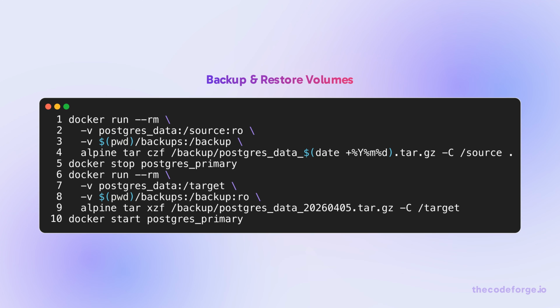Backing up a named volume is straightforward. Run a temporary container that mounts the volume and creates a tar archive. Restore by extracting the backup into the volume while the container is stopped.